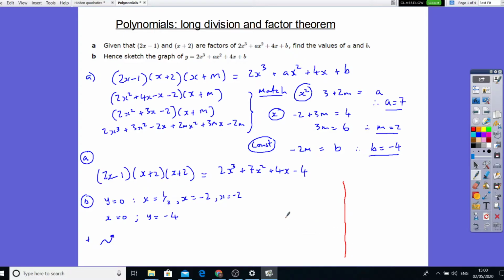Okay, so we know, let's just go to blue. We know that it's going to cross at a half here. So I can put the half here. I know it's going to have a double root factor here of minus 2. So that's minus 2 here. It's going to have a double root here. And it's going to have this shape. And I also know it's going to cross at minus 4. Let's just call this minus 4.